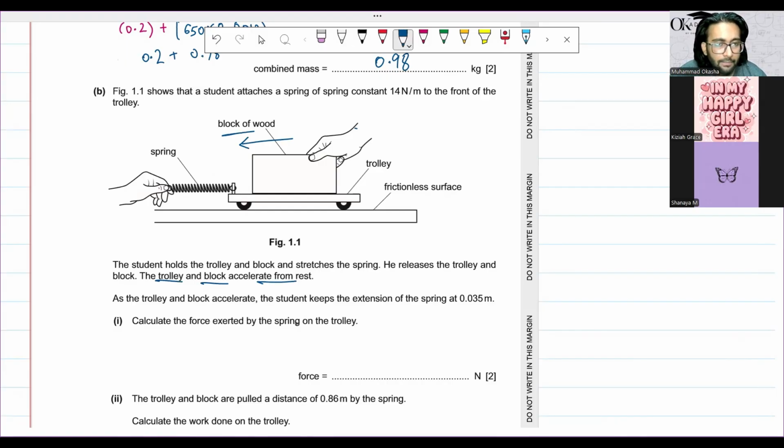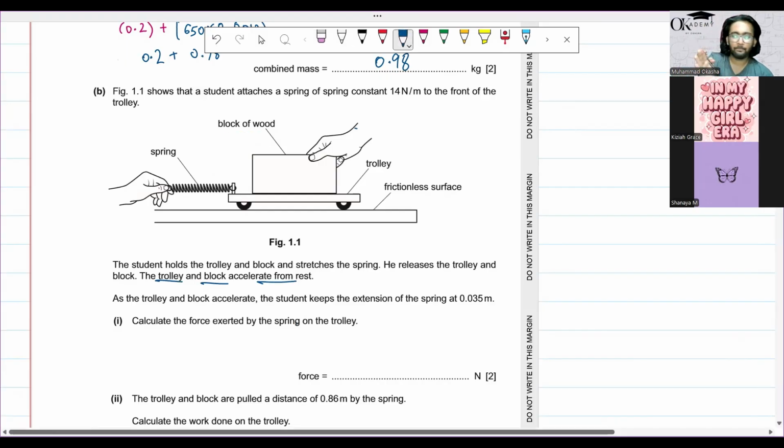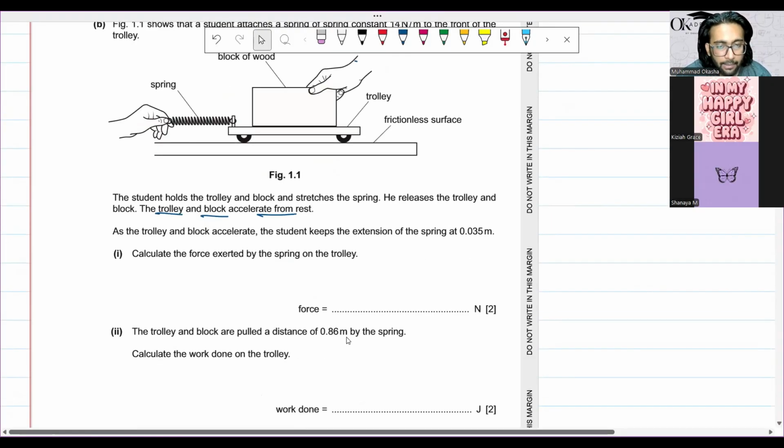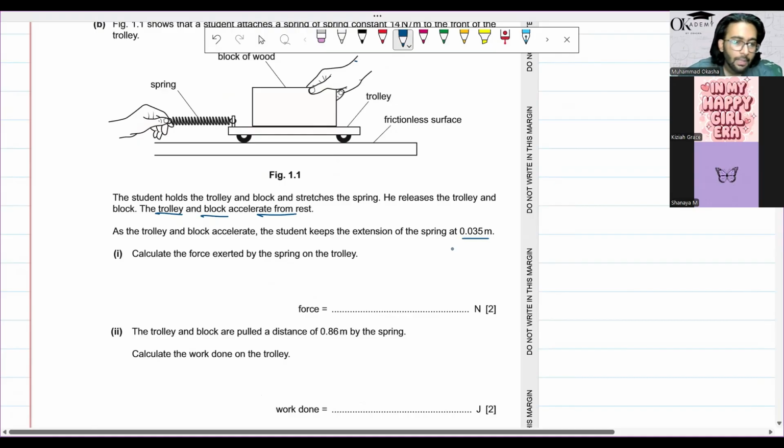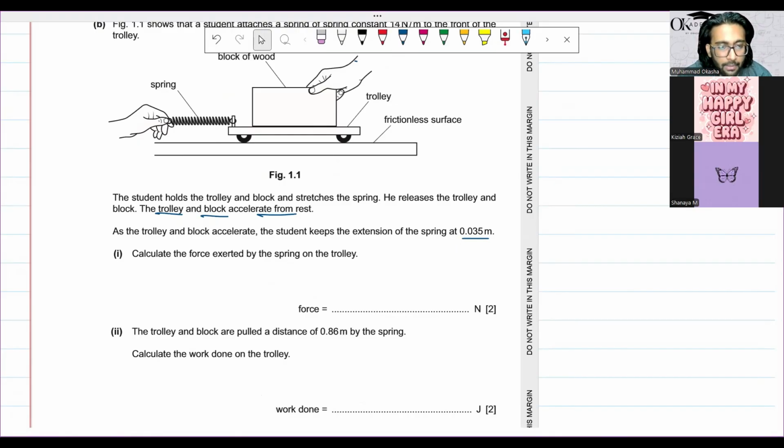Again, of course, eventually they will engage in a vibratory motion where they will move back and forth for a while. As the trolley and the block accelerate, the student keeps the extension of the spring at 0.035. Calculate the force exerted by the spring on the trolley, right?